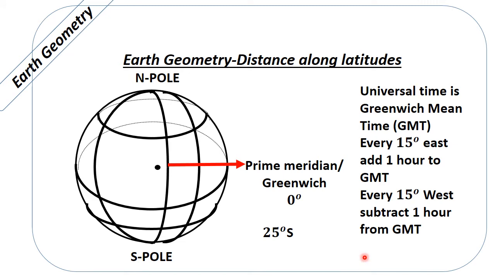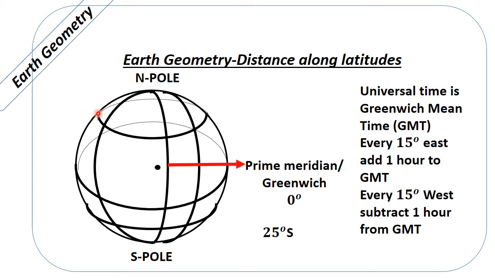Every 15 degrees movement to the west subtracts 1 hour from GMT. Movement in this direction will remove 1 hour. So if the difference between here and here is 15 degrees and here is 12, it means that here is 11. Then if here is 30 degrees west, meaning there are two 15 degree differences, you subtract 1 hour, 1 hour, so here it's going to be 10 hours. So that's how to calculate time.